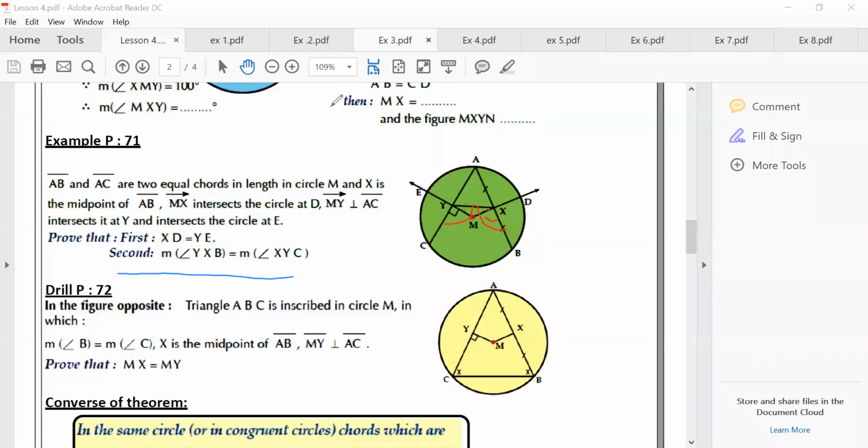Drill page 72. Triangle ABC is inscribed in circle M. Inscribed means the three vertices of the triangle lie on the circle. Measure angle B equals measure angle C. And X is the midpoint of AB. MY is perpendicular to AC. I want to prove, this is very easy, that MX equals MY.